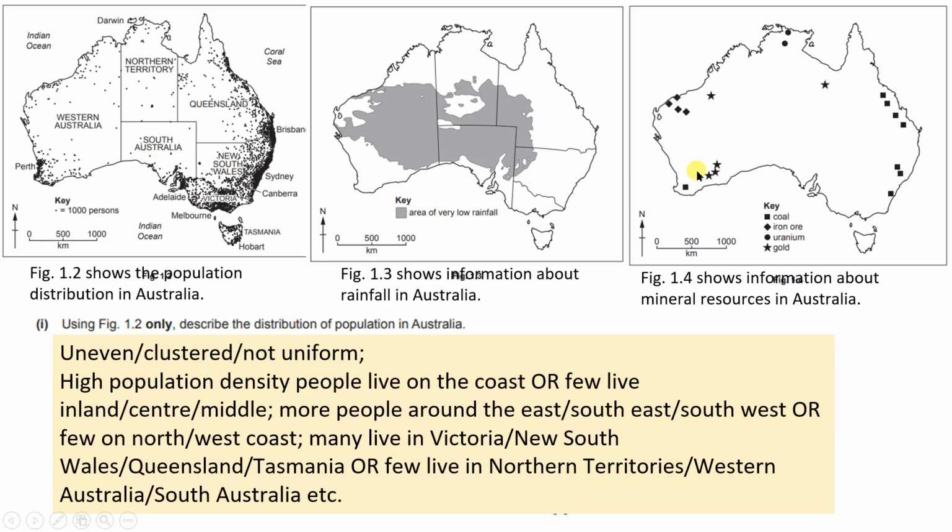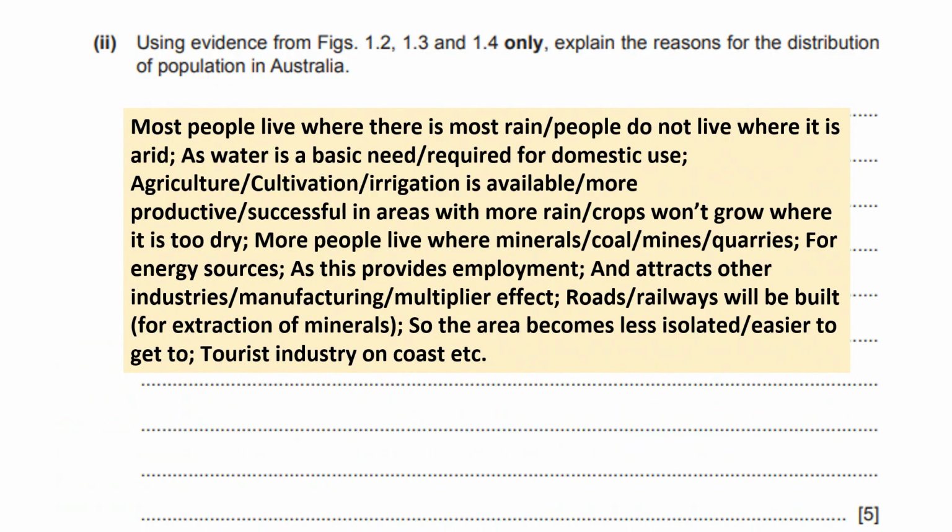Now, areas that are densely populated also have more of the resources. If you look at figure 1.4, there are more resources within areas that are densely populated. Why? Because mining of these resources tends to bring in more industries and provide more jobs for the people. So obviously people will move towards those areas because it will help to meet their basic needs. So this is it. Most people live where there is most rain, as water is a basic need for domestic use and irrigation, for agriculture, which helps to increase food production. And more people live in areas where there are minerals for energy, as it provides employment and attracts industries. Once you're able to do that, you get your full mark.